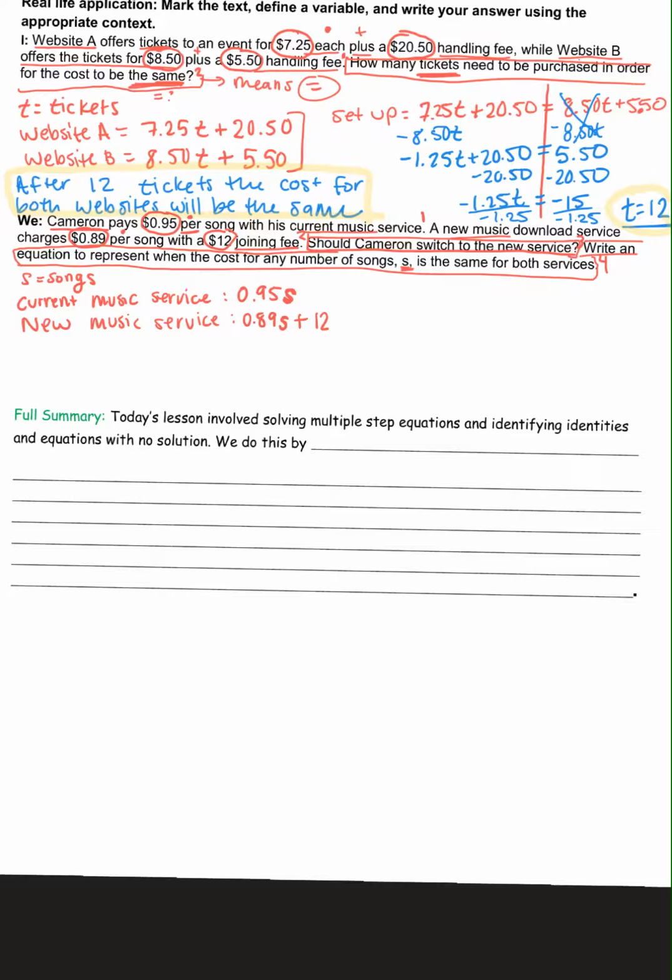Okay, now we need to figure out when they're going to be the same, after how many songs. Will the cost be the same? And same means equal. So I'm going to take these two and set it up. So 0.95 S equals 0.89 S plus 12. And then you guys solve it. I'll give you an answer, but if I just see an answer, these notes don't count. You got to actually do the work. So show me the steps. And then what you should get as an answer is S equals 200.